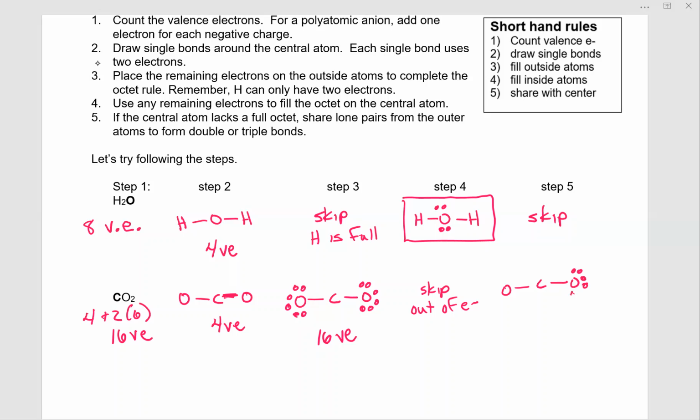So here I am. Okay. And it says, if the central atom lacks a full octet, share lone pairs from the outer atoms to fill up the inner ones. Oh, okay. So what I can do is I can take that pair and I can share it. And I can take the pair on the right and I can share it. And now my structure looks like what I'm drawing right now.